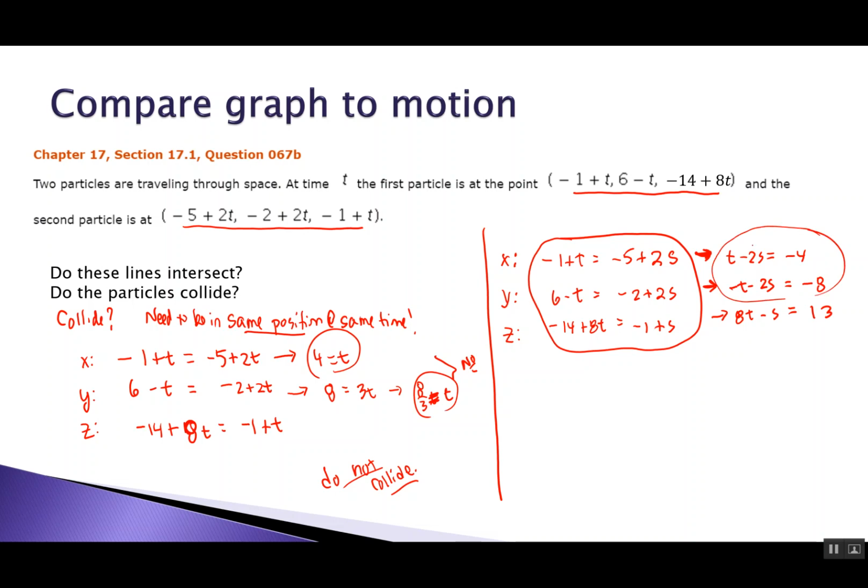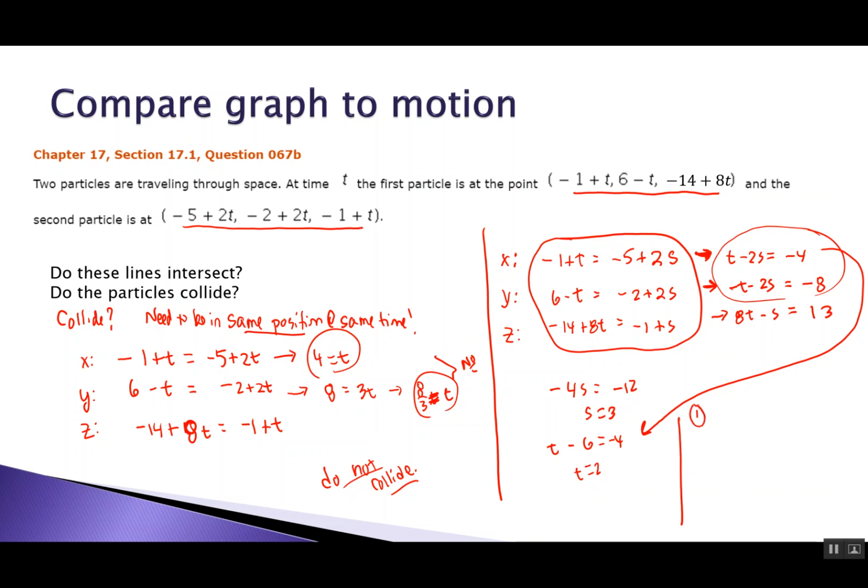So let's see. I'm going to add the first two equations together, and that'll give me -4s equals -12, and so s equals 3. And then from the first equation, that's going to give me t minus 6 equals -4, so t equals 2. And then I'll check to make sure that that works for all three equations. Okay, so t is 2, s is 3.